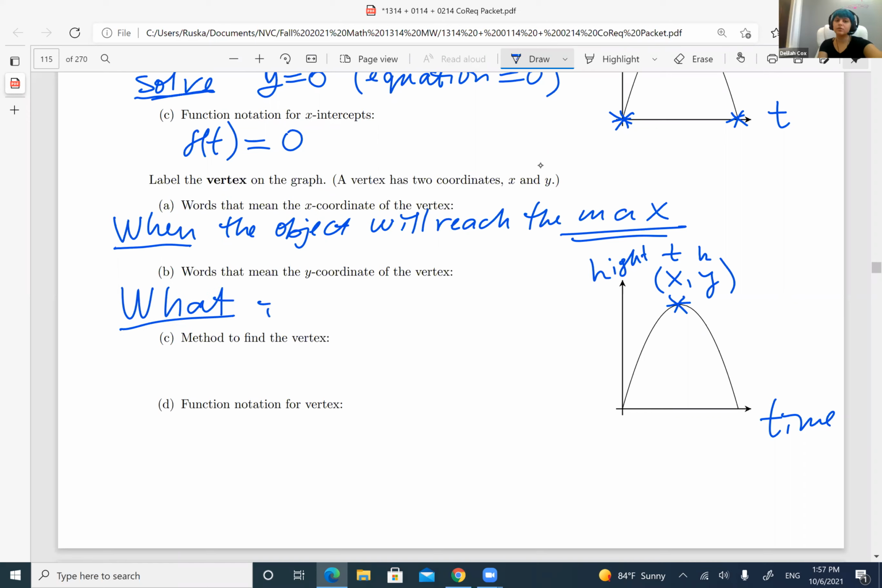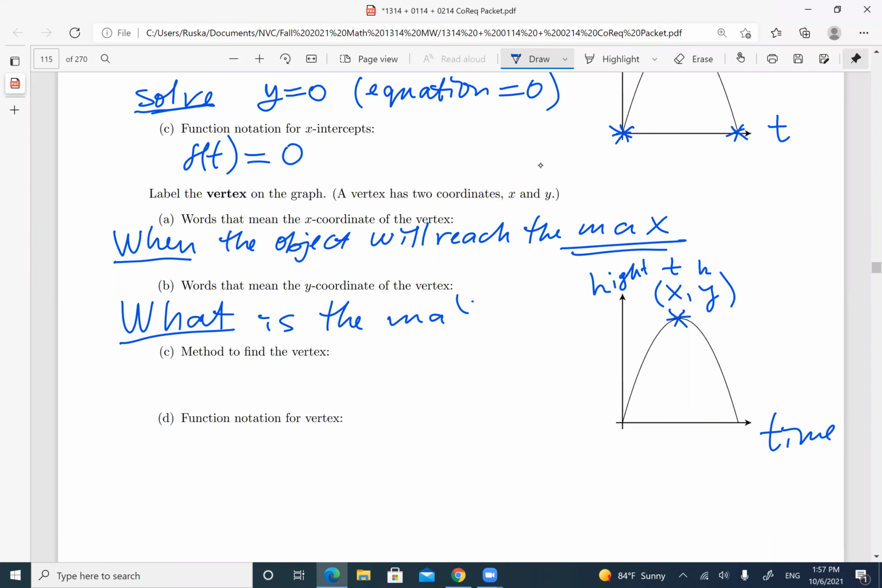Professor, couldn't they also word it like what's the highest point on the graph? Yes, what's the highest point on the graph is going to be the y coordinate. What is the maximum or what is the highest point? Yes. That's right.